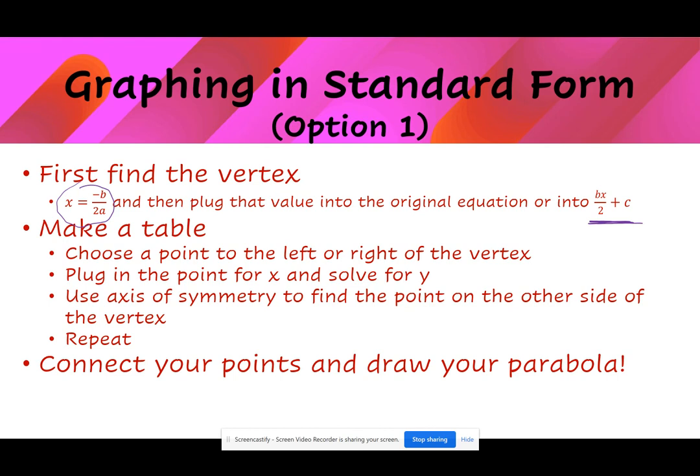Then once you do that, you can make a table. So you're going to choose a point to the left or right of the vertex. So let's say your vertex was x equals 2 and you got like 2 comma 3. Then to the left and right would be x equals 1 and x equals 3. So you could choose either one of those and plug it in for x in your original equation and solve for y to get some more points. Then you'll use your axis of symmetry to find the point on the other side, and you can keep repeating this. Then you're going to connect your points and draw your parabola.